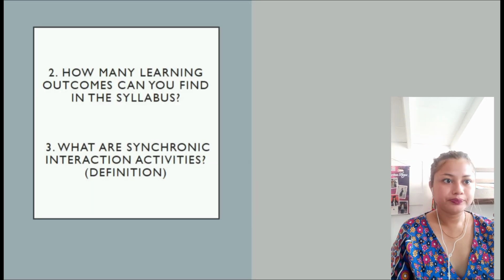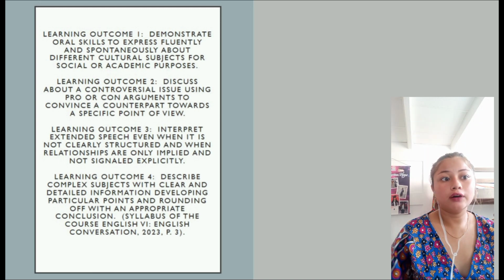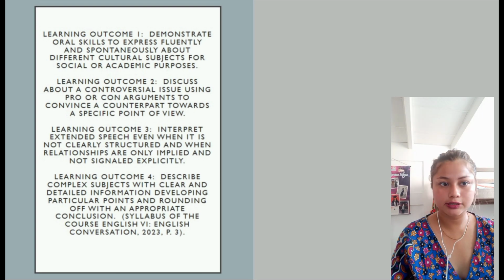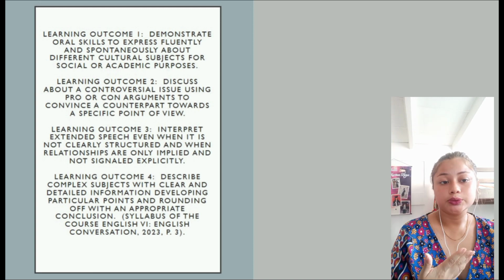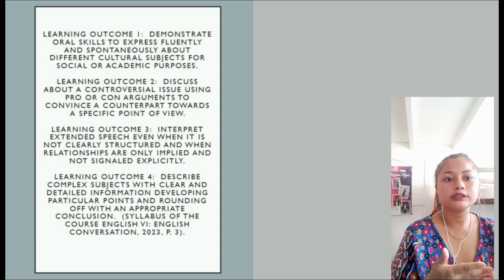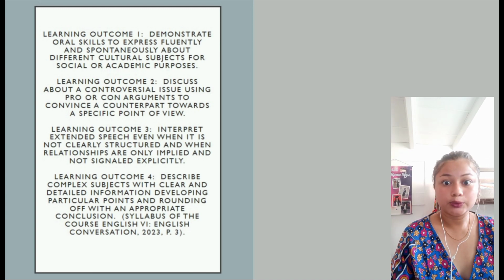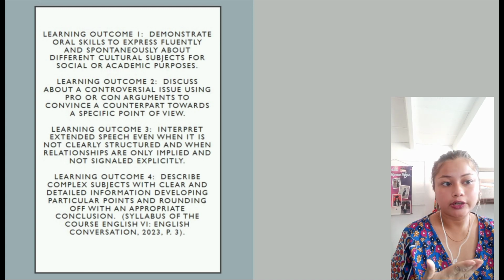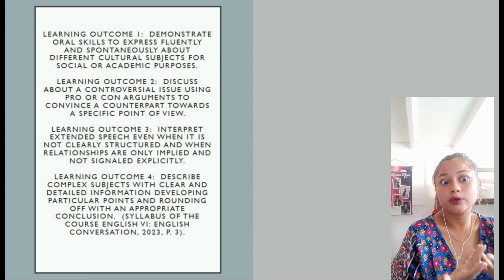Learning outcome 1: demonstrate oral skill to express fluently and spontaneously about different cultural subjects for social or academic purposes. Learning outcome 2: discuss a controversial issue using pro or con arguments to convince a counterpart towards a specific point of view. Learning outcome 3: interpret standard speech even when it is not clearly structured and when relationships are only implied and not signaled explicitly.